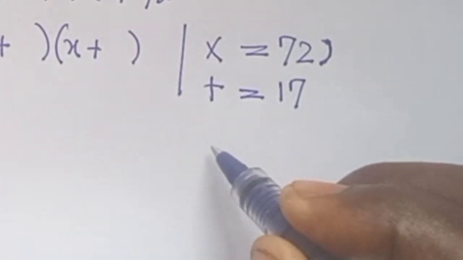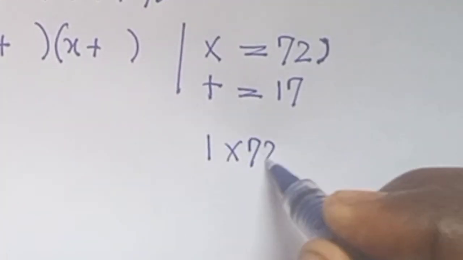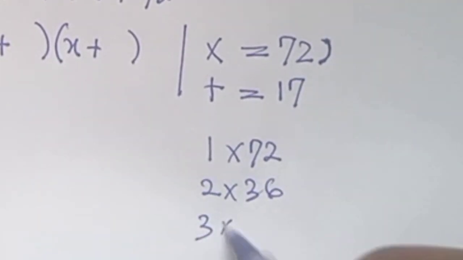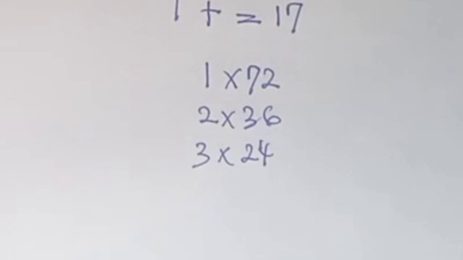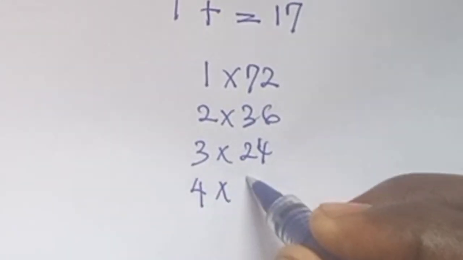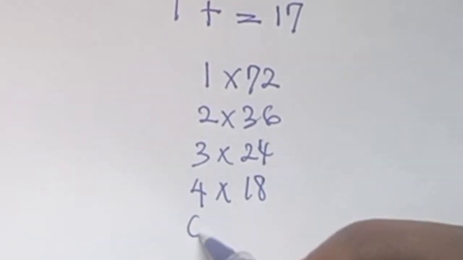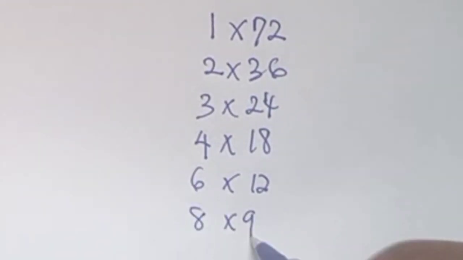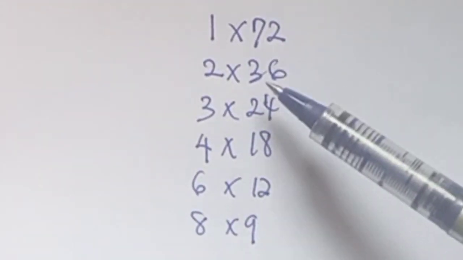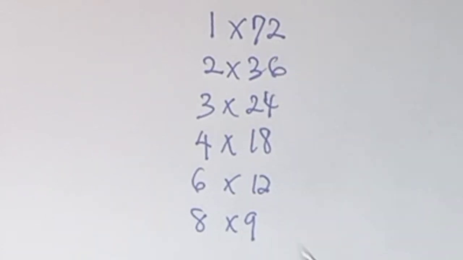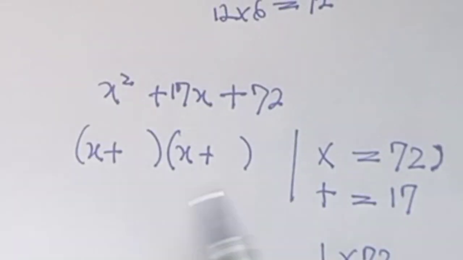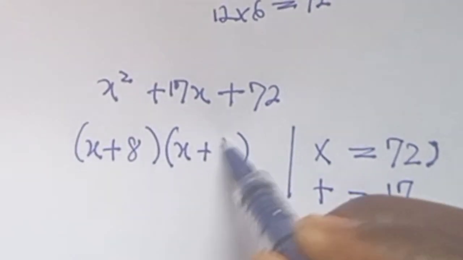And the factors of 72 are 1 times 72, 2 times 36, 3 times 24, 4 times 18, 6 times 12, and of course 8 times 9. All these numbers multiply to give 72, but only 8 times 9 can be added to give us 17. So our factors therefore become 8 and 9.